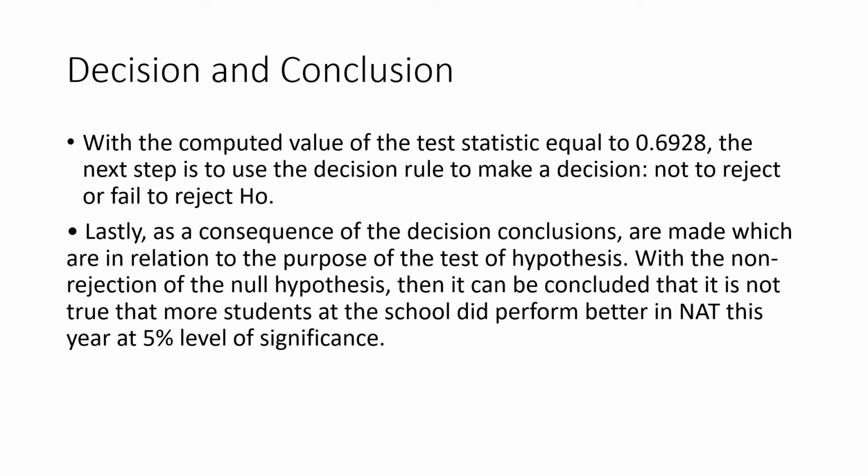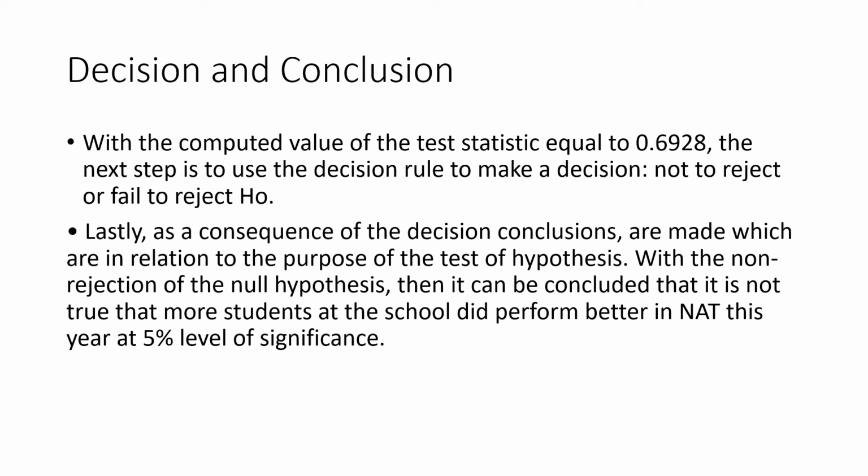For our decision and conclusion, in our problem, with the computed value of the z statistic equal to 0.6928, the next step is to use the decision rule to make a decision. And our decision is not to reject, or fail to reject, the null. Why? Because our z statistic, or z computed, equal to 0.6928 is less than our z critical of 1.645. Therefore, we should not reject the null.